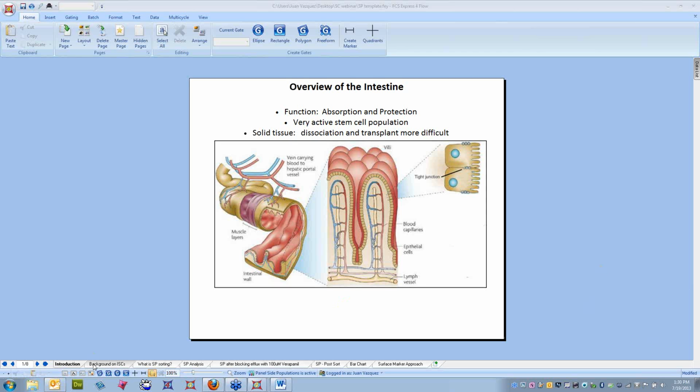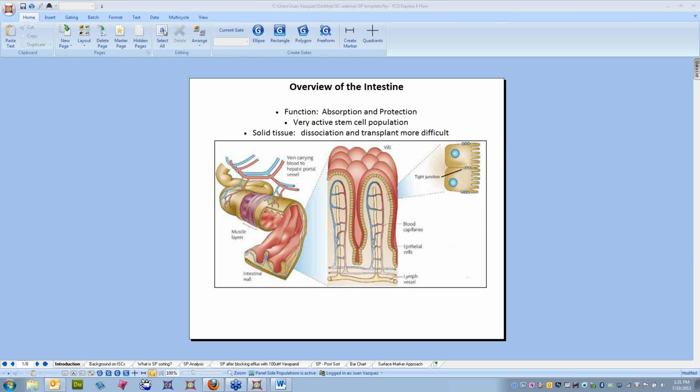Here you can see on the left a description of the tube, and you can see a piece splayed out. Then in this inset, you can see these finger-like villi that aid absorption by increasing surface area. At the base between these villi is an intestinal crypt. What makes this tissue difficult to work with are these tight junctions that help protect.